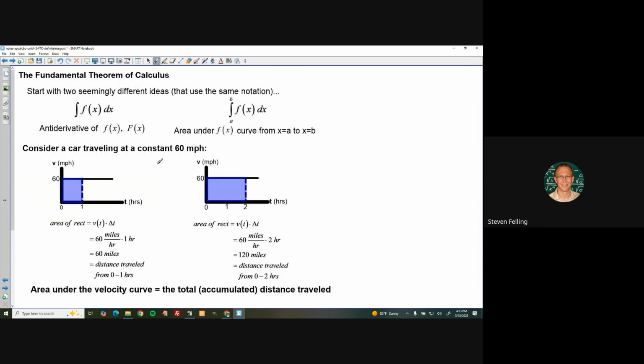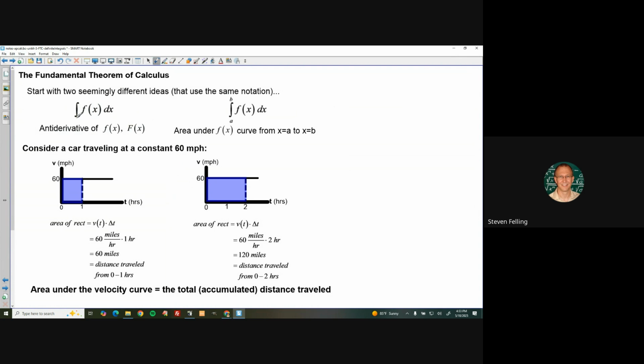All right, so the fundamental theorem of calculus. We start with two seemingly different ideas that happen to use the same notation. We first defined the antiderivative of a function, which we write as capital F of x. And our symbol for that is this integral sign, and then this integral we're taking the antiderivative of, and then the differential dx.